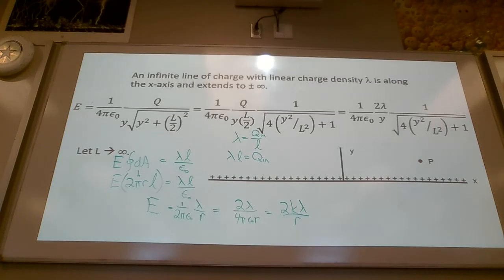You will have to do the green stuff. Absolutely do the green stuff. Okay? Good with that? So that is a line of charge. Questions there before we move on?